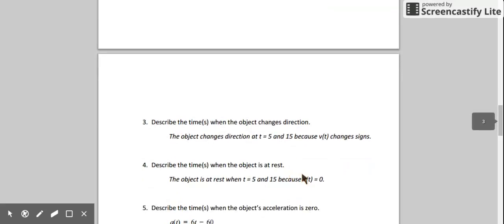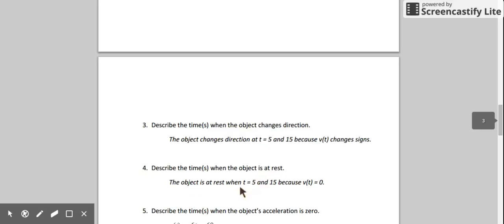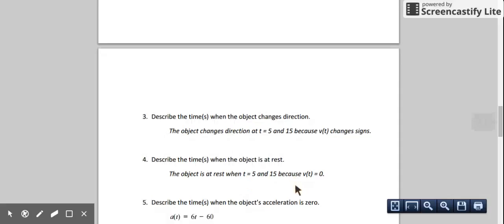Our object came to rest right at the moment that it changed directions. It must have stopped before it changed directions. So our object was at rest at zeros of our velocity function, at the end of 5 seconds and at the end of 15 seconds.